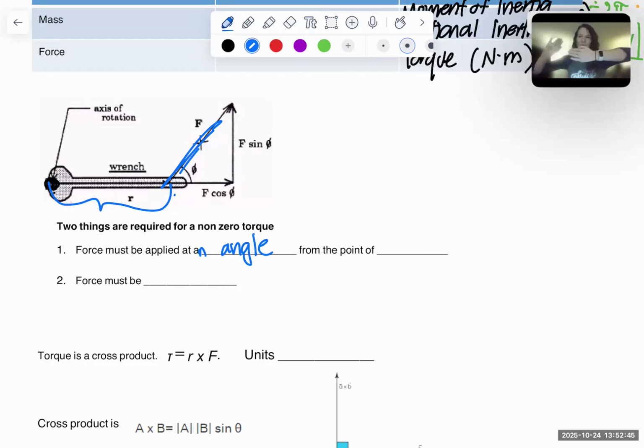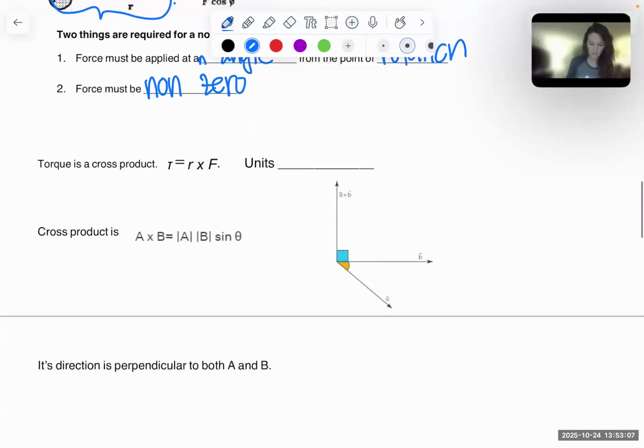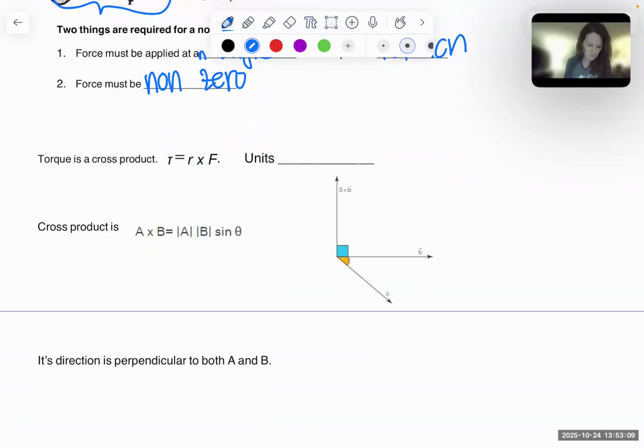Same thing with a door. If you push on the side of a door, it doesn't open it. You have to push at an angle, and then that is going to create a rotation. So, at an angle from the point of rotation. And then also force must be non-zero. If these are true, then you will have a non-zero torque. And torque is a cross product. So torque tau equals R cross F. And like we said earlier, the units are Newton meters.